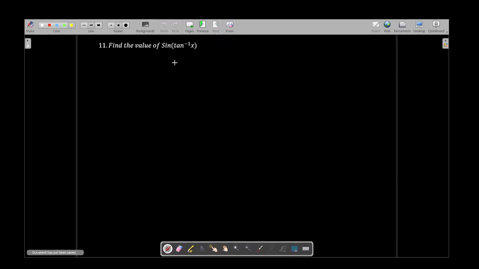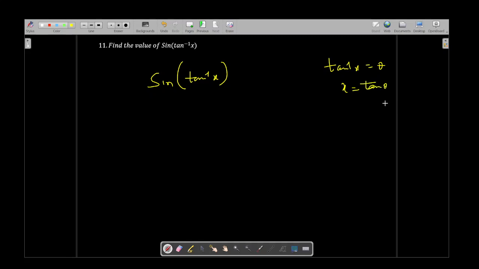Next problem. We have sine of tan inverse of x. We can solve it in a similar way. Tan inverse of x is equal to theta, so x is equal to tan theta. If I draw a triangle, tan theta is x by 1. The opposite side is x and the adjacent side is 1. What is the hypotenuse? If you apply the Pythagoras theorem, it is square root of x square plus 1 square, that is, square root of 1 plus x square.